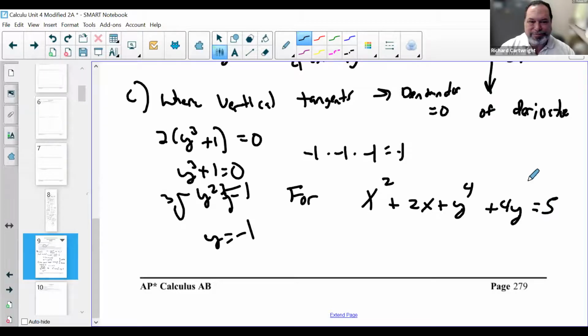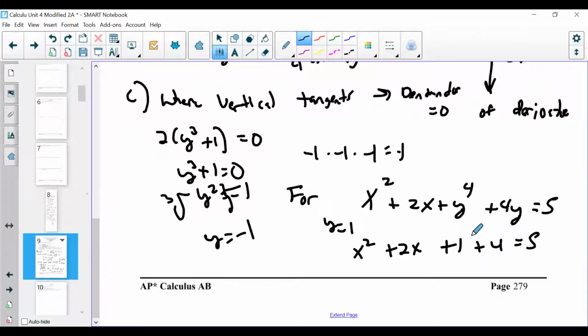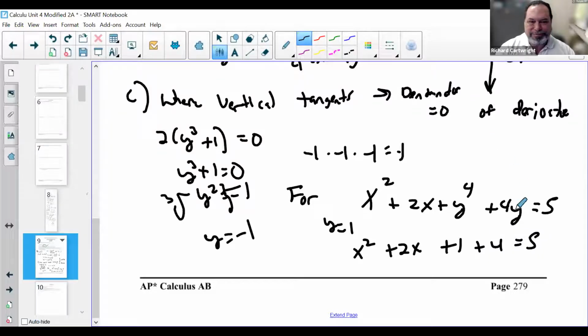All right. So now if y is negative 1, I can plug it in. I get x squared plus 2x plus 1, because negative 1 to the fourth is still 1, plus 4 times negative 1 is negative 4, equals 5. So that turns into x squared plus 2x minus 3 equals 5.